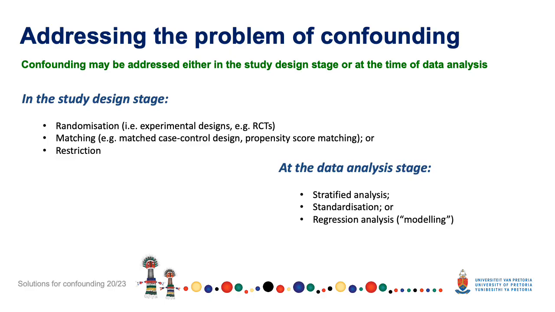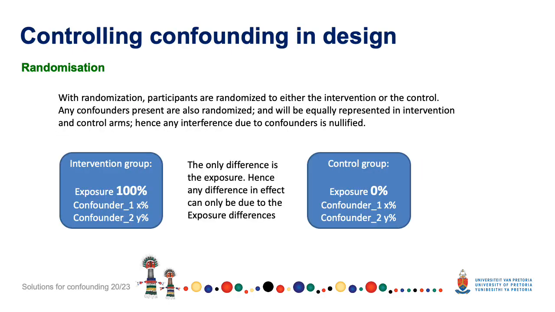And then, of course, if we find that that's not feasible, then we still have remedies at the data analysis stage, and those are stratification, standardization, and regression analysis, or so-called modeling. So let us begin with the proactive steps. The first of those was randomization.